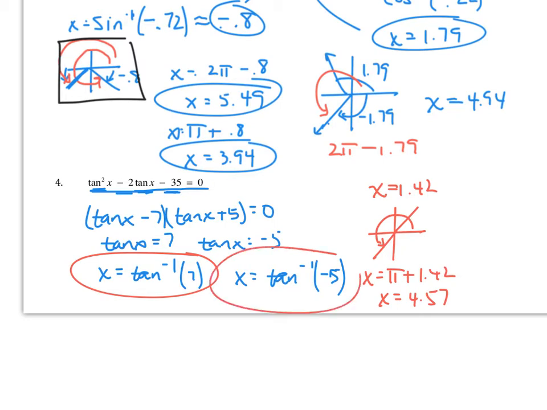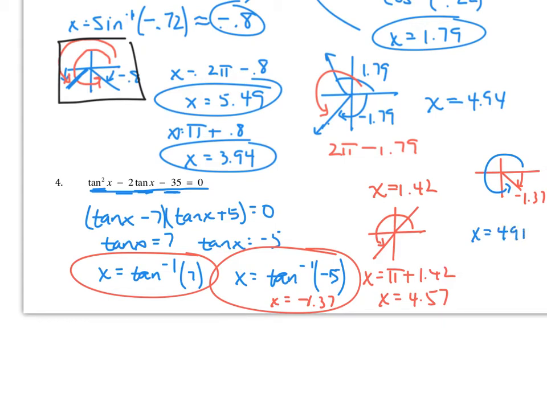And when I go to do the tan inverse of negative 5, I've got an x value equaling negative 1.37, which is not between 0 and 2 pi. So when I make my little sketch and I have my angle going this way by a value of negative 1.37, that means I'm going to do 2 pi minus it to get the positive result. And so x is going to equal 4.91.